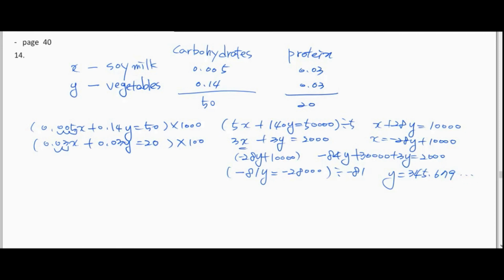So to find the x, let's substitute the y and let's just use the second equation for it. Then 3x plus 3 multiplied by 345.679 equals 2000. Then x equals 320.998.